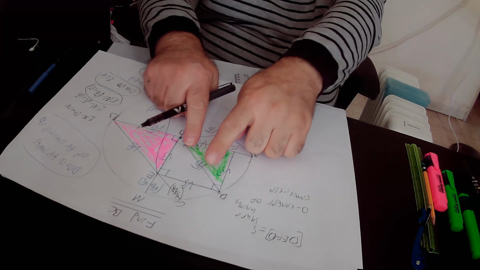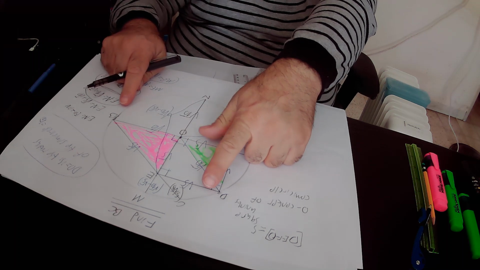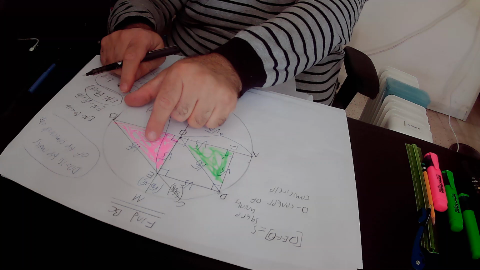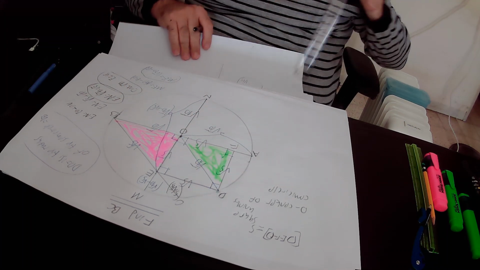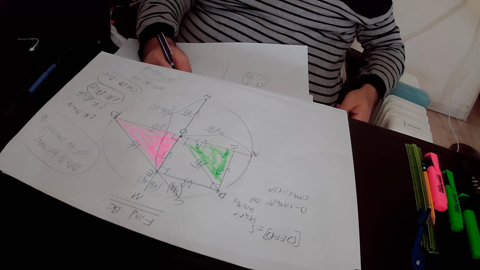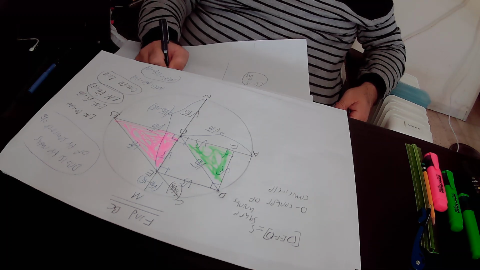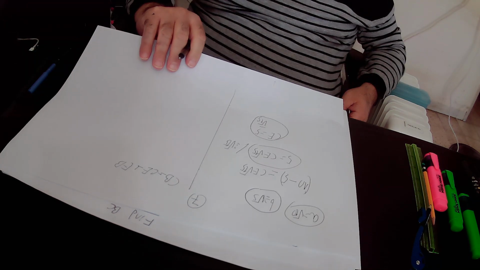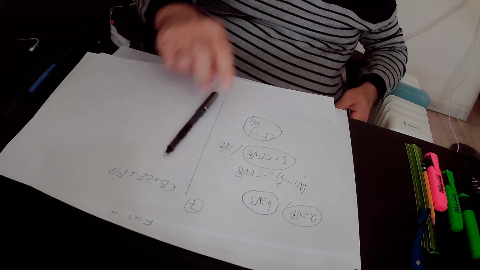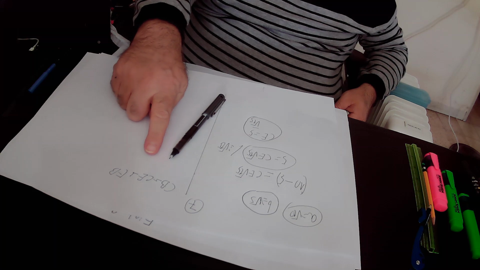And what is the value of chord CB, the chord that we are looking for? Chord CB is equal to CE plus EB. Again, CB equals CE plus EB. The chord that we are looking for is called CB, and it is equal to CE plus EB.